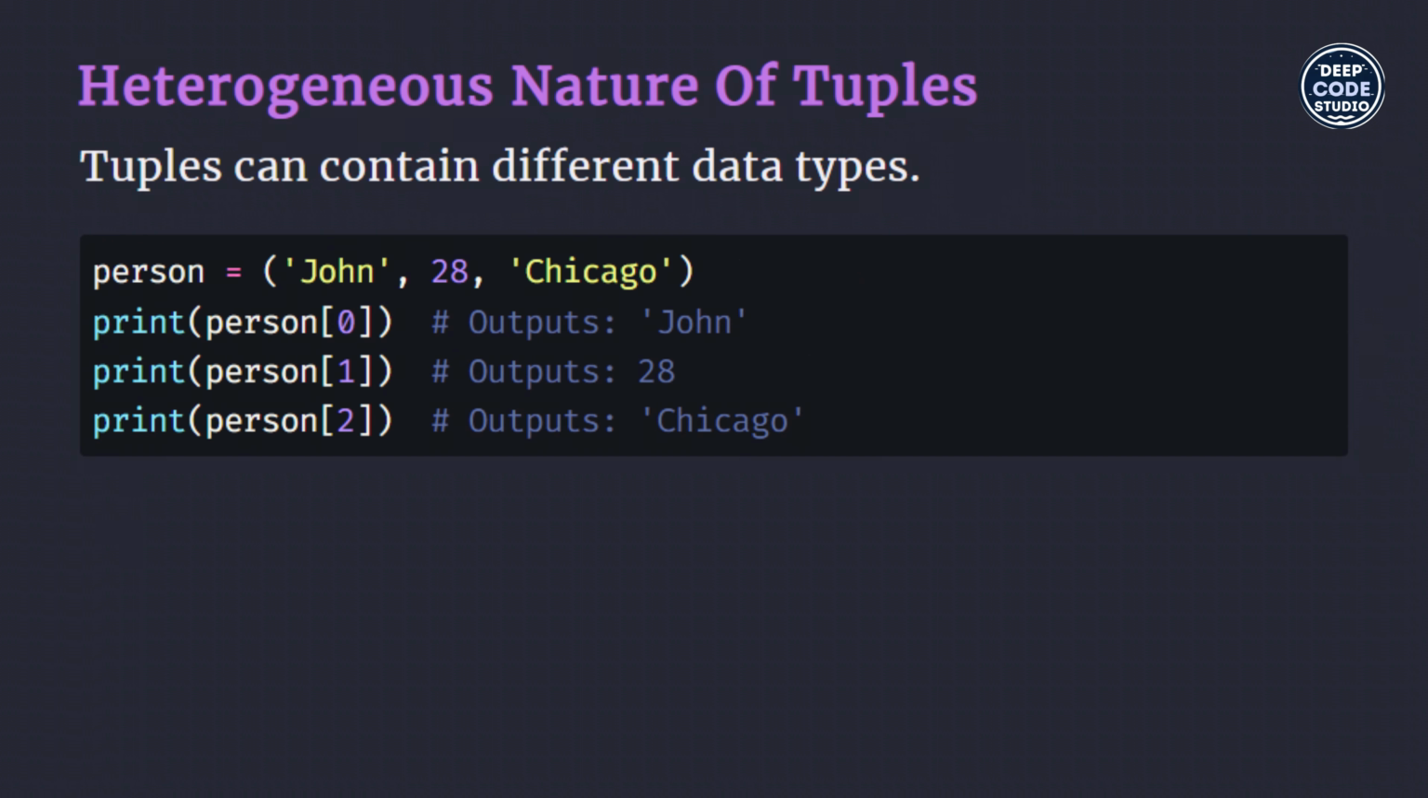Tuples can hold different types of data. For example, a tuple can have a person's name, age and city all inside a single tuple. The first parameter is John, which is a string data type, the second parameter is age, which is a number, and the third parameter is again a string. So this way I can group different types of data inside a tuple.